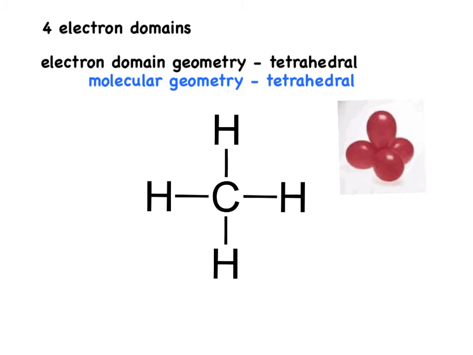So our bond angles for a tetrahedron would be 109.5 degrees. Our methane molecule looks like this.